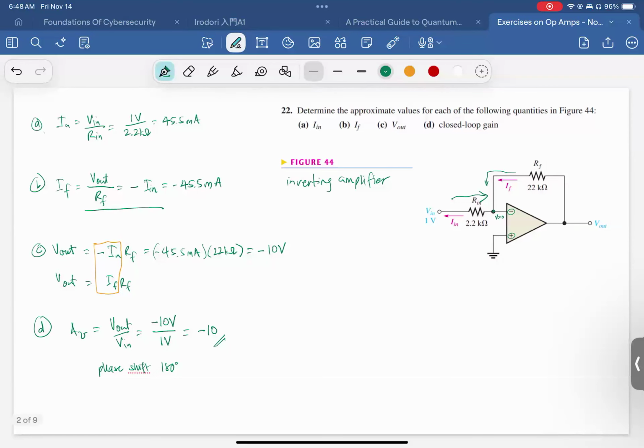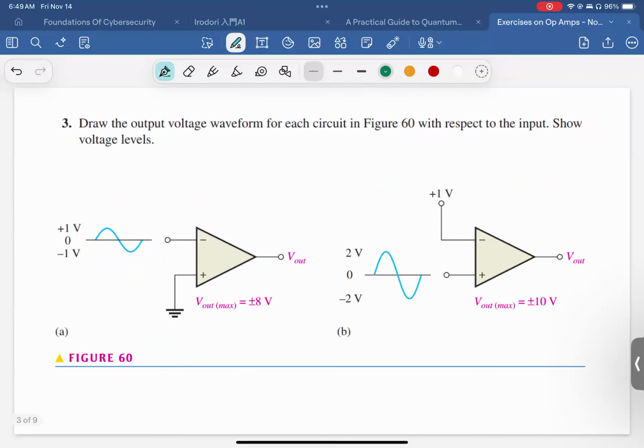Okay, next. Draw the voltage waveform for each circuit with respect to the input. So anong klaseng circuit muna to? Natatandaan niyo ba? Pwede niyo tignan sa notes niyo ulit para ma-recall niyo kung ano yung klaseng circuit.